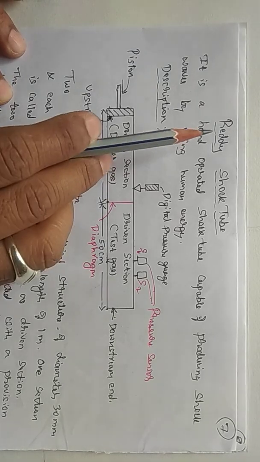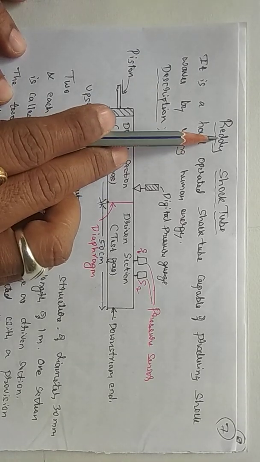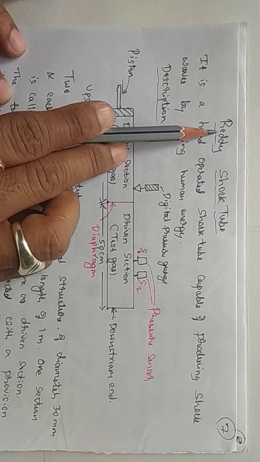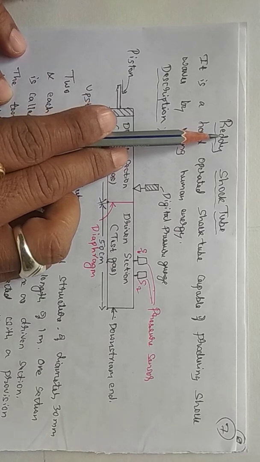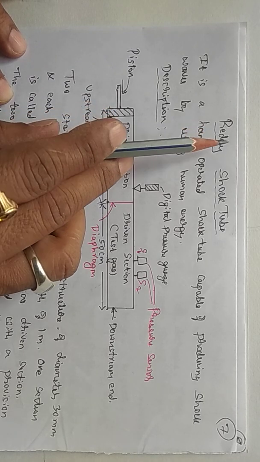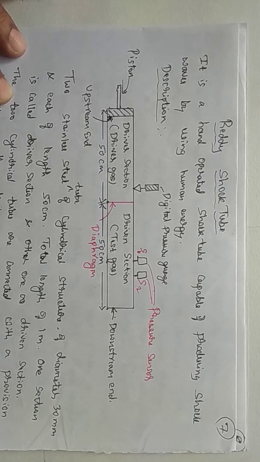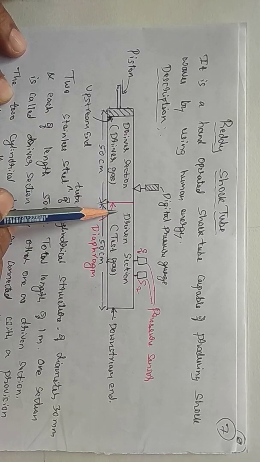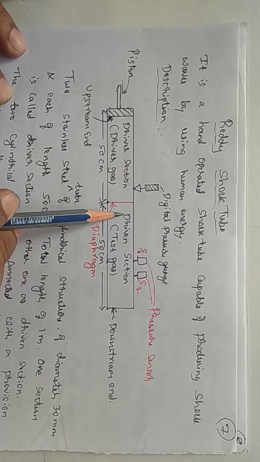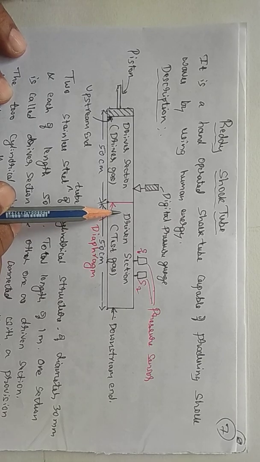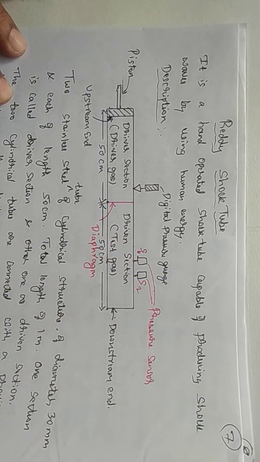So he is Professor C.K. Reddy. He is from IISc, Indian Institute of Science, Bangalore. He has developed a shock tube. It's a hand-held shock tube. It means that within the laboratory, shock waves can be produced. So what is the description of this one?